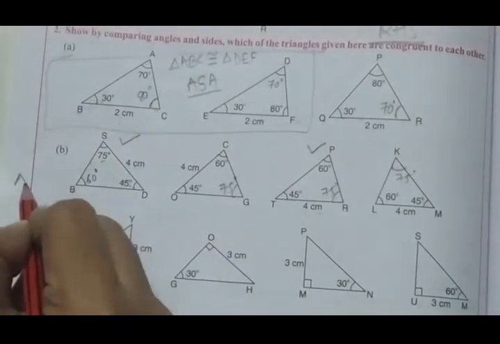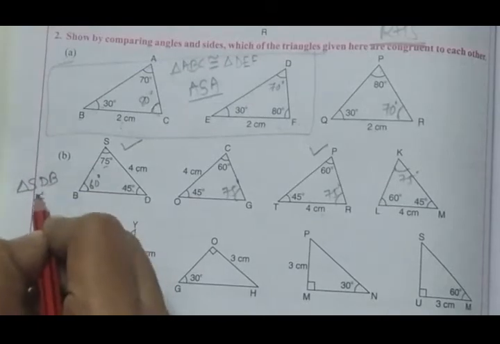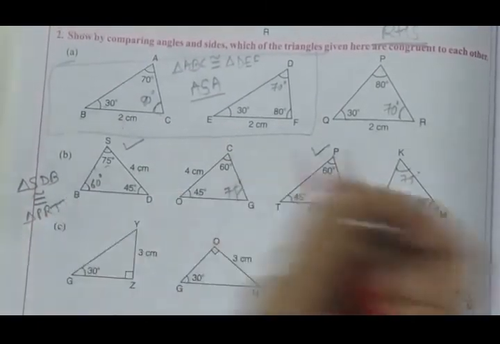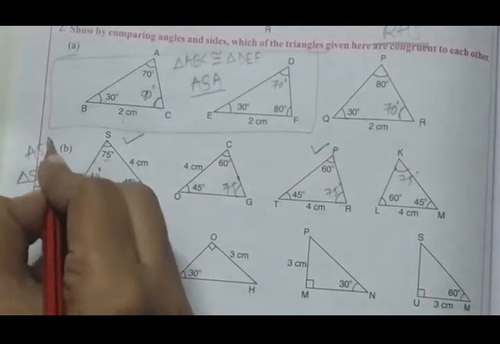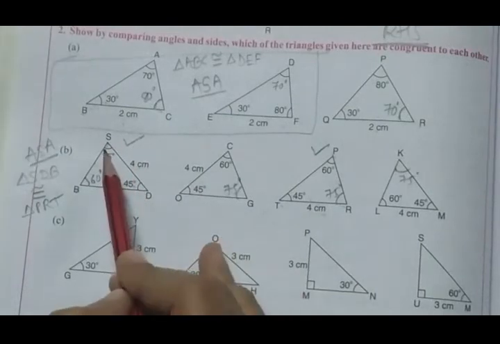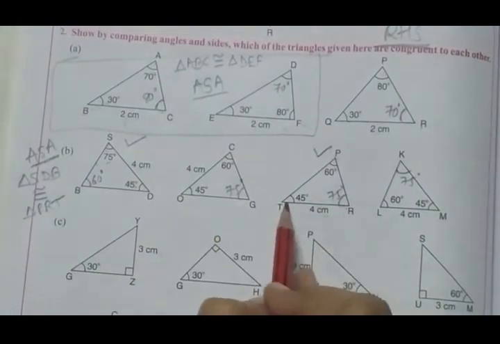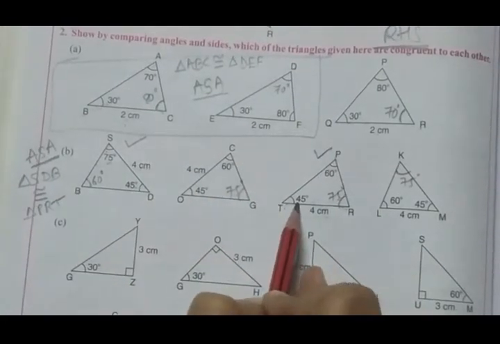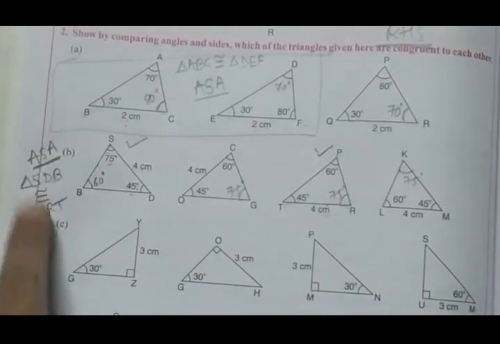So I can write here triangle SDB is congruent to triangle PRT, and the reason is angle side angle. One angle, one included side, and another angle. Here also the included side is 4 centimeter, another is 45 degree, here also 45 degree. So these two triangles correspond to each other.